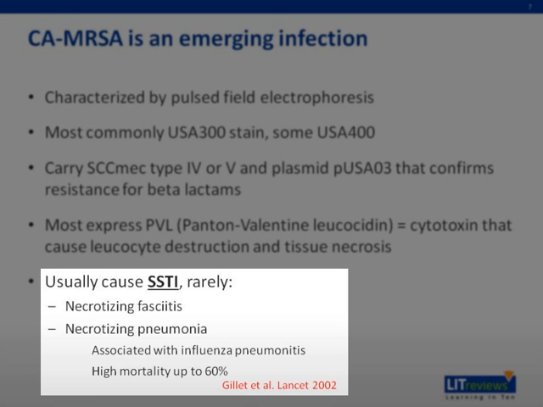CA-MRSA mostly causes skin and soft tissue infections, and rarely they can cause severe infections like necrotizing fasciitis and necrotizing pneumonia. And of note, necrotizing pneumonia usually occurs after influenza pneumonitis, and this has particularly high mortality, reported to be up to 60%, especially in young adults.